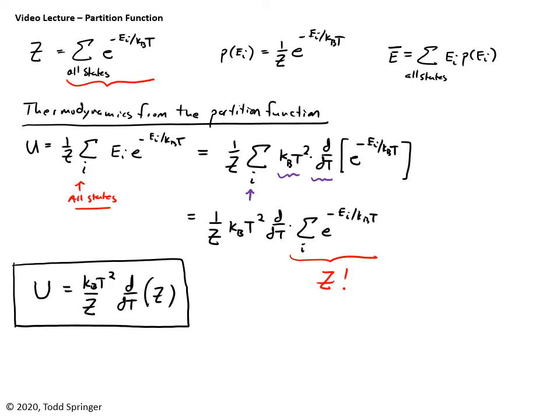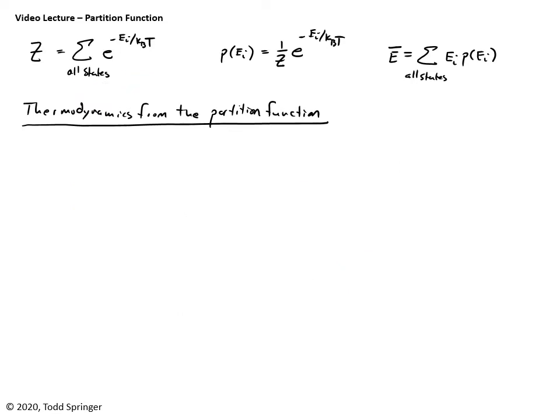So that's a really nice way to calculate a thermodynamic quantity, which is the internal energy of the system, just by taking the derivative of the partition function. And this is a general thing that we're going to keep seeing over and over again, that we're going to be able to get a lot of thermodynamic quantities from the partition function. That's why this partition function is so useful.